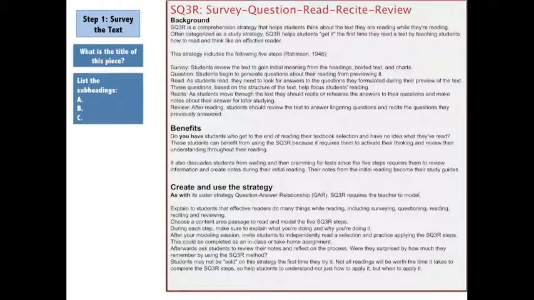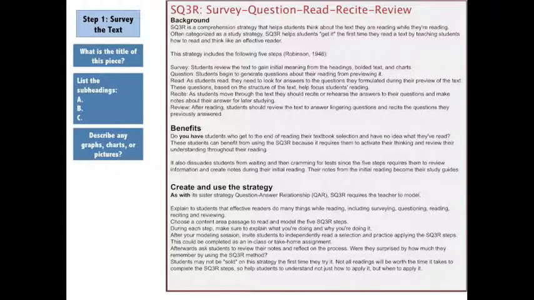Then you're going to list the subheadings. What I'd like you to do is list the subheadings in the dialog box, please. Let's take a moment to do that. Good job, everybody. I'm sure we got them right.